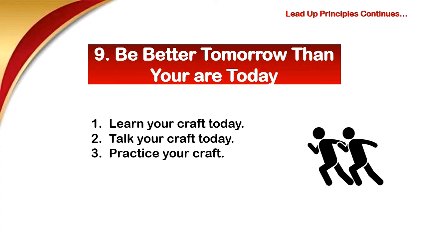Now there are three steps that you can do: learn your craft today, talk your craft today, and practice your craft. Basically, I'd explain it this way: today you're thinking about how you can do something better than you did the previous day. What made you reach here, what did you do in the past to reach here, and what could be a better way to reach a better position today. If you took a wrong turn yesterday, that's why you are here today, so you're doing something better. You're not going to take the wrong turn again, which will better your life tomorrow.